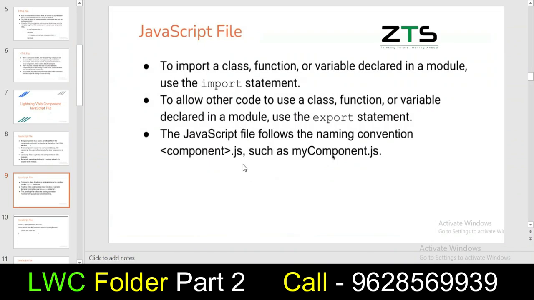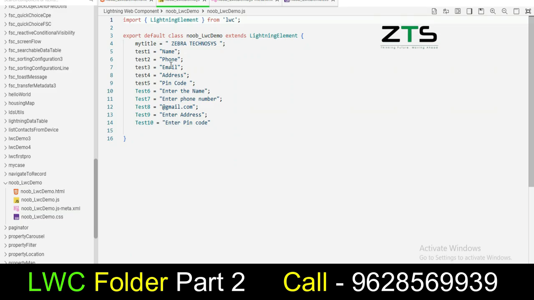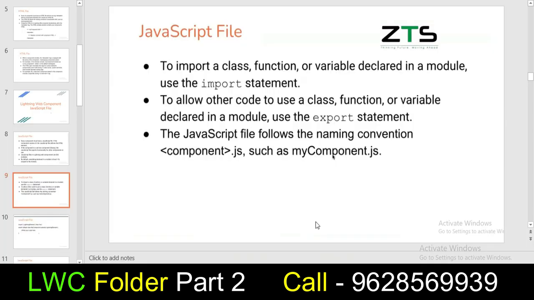And just a second one: to allow other code to use a class, function, or variable declared in the module, use the export statement. I already told you, other code declared in the export, the export method, right? You can declare the logic, define the structure, define the code, define the HTML logic, as well as declare other code in the export module using the export statement, right?